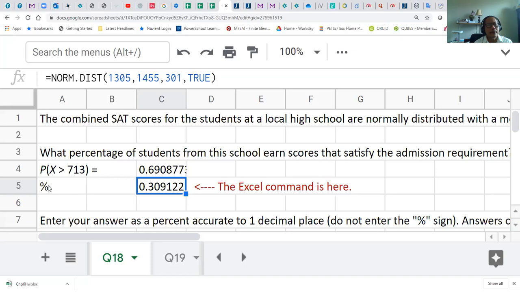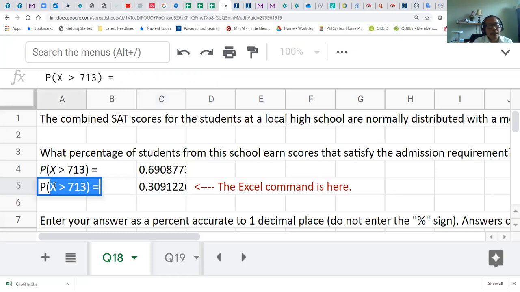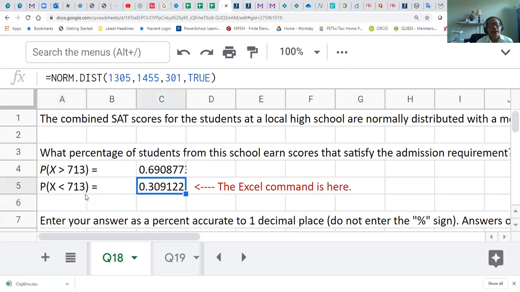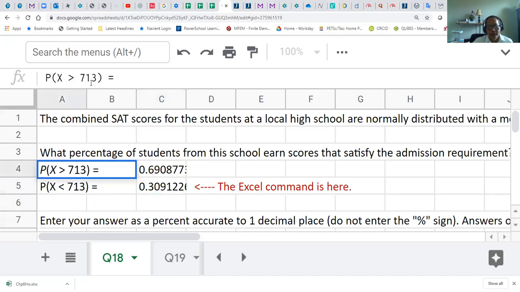Okay, so for this one, you're looking for P less than. So for less than, you don't need to subtract from 1. I'll put it there so you can see the difference. So the answer will be this one because you're looking for less than. Maybe I need to put this as 13.05, something like that.